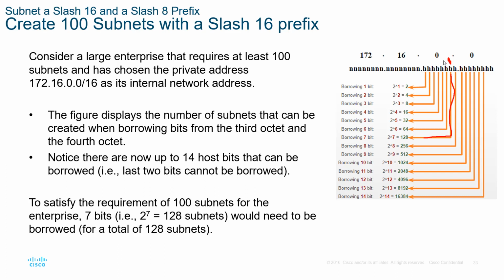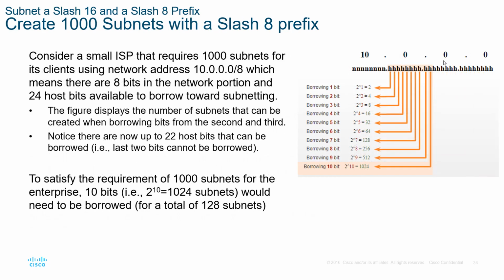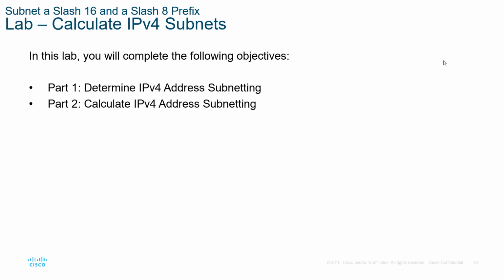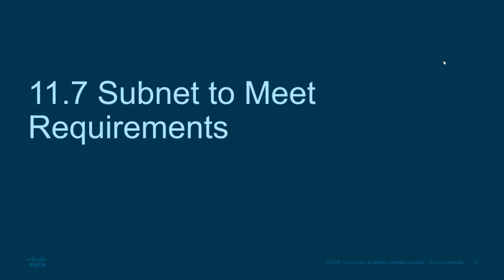Realistically, I've never done addressing schemes based off of how many networks. I've looked at how many hosts, and we build off how many hosts. If we're dealing with a /8 for some reason, you could do the exact same thing to figure out how many bits you need to borrow from each of the octets. We have a lab discussing this. 11.7 is subnets to meet requirements.